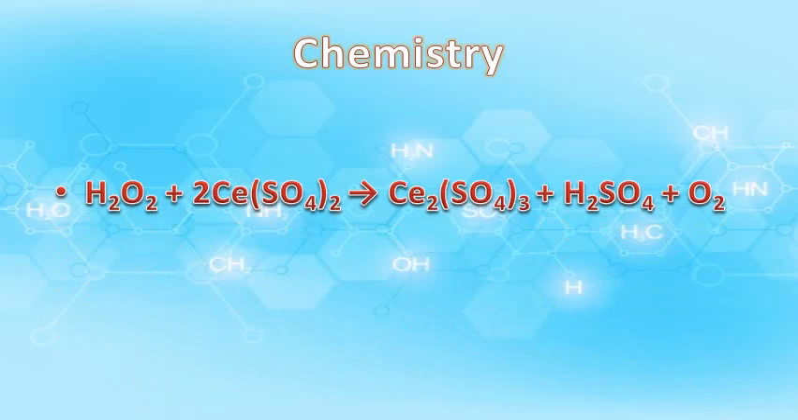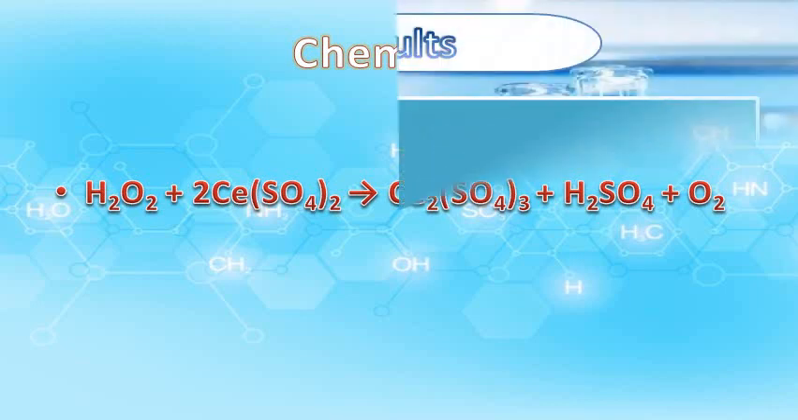So here is the chemical equation for the reaction in which hydrogen peroxide reacts with the cerium sulfate to form the cerium sulfate, sulfuric acid and oxygen. The only difference between the reactant and the product side cerium compounds is that on the reactant side cerium has the oxidation state of +4 and it is reduced to the oxidation state of +3 in the Ce2(SO4)3. So basically cerium sulfate is an oxidizing agent that oxidizes hydrogen peroxide to oxygen and reduces itself. So it is a redox titration.